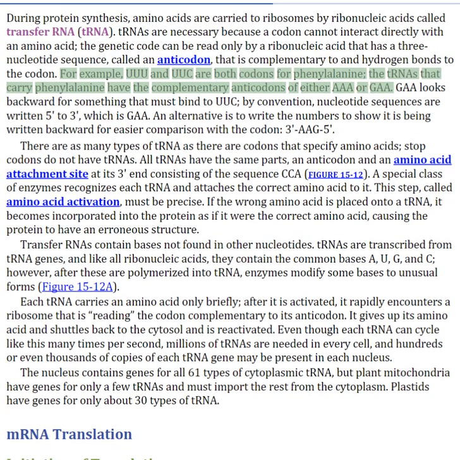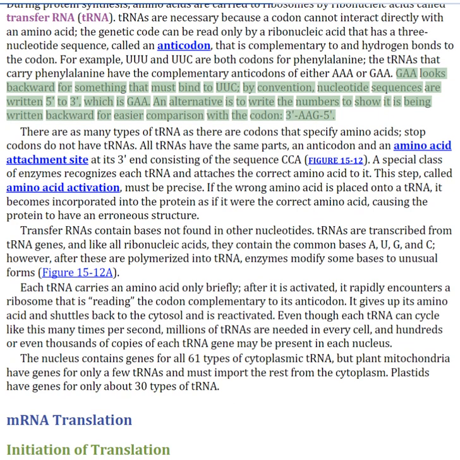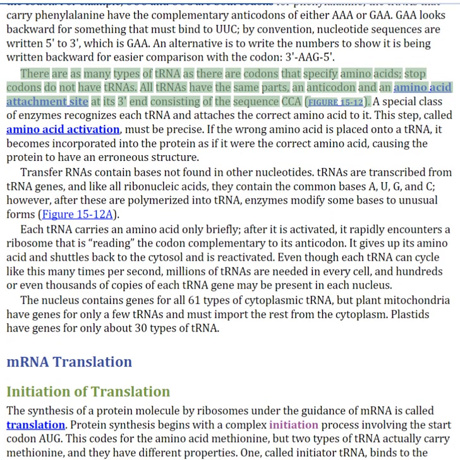For example, UUU and UUC are both codons for phenylalanine. The tRNAs that carry phenylalanine have the complementary anticodons of either AAA or GAA. GAA looks backward for something that must bind to UUC. By convention, nucleotide sequences are written 5' to 3', which is GAA. An alternative is to write the numbers to show it as being written backward for easier comparison with the codon, 3'AAG5'. There are as many types of tRNA as there are codons that specify amino acids.